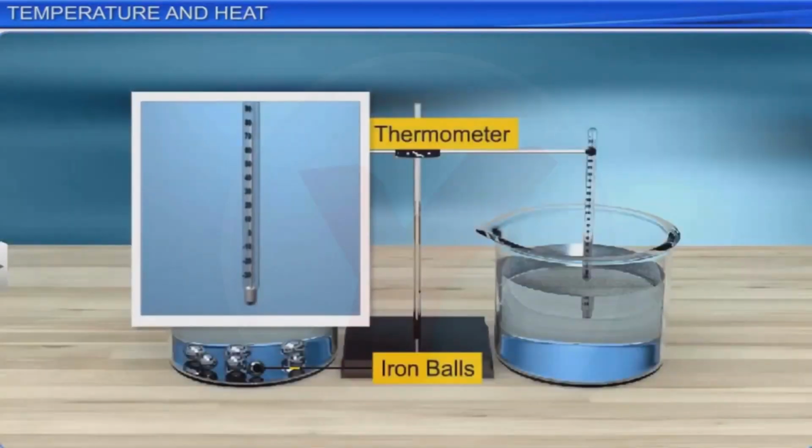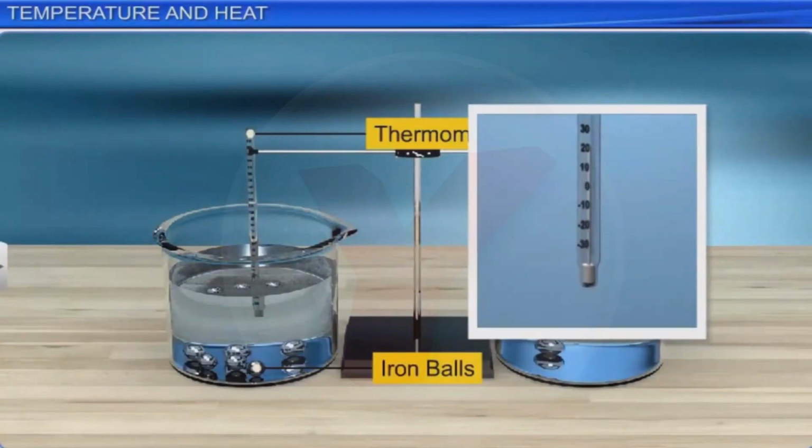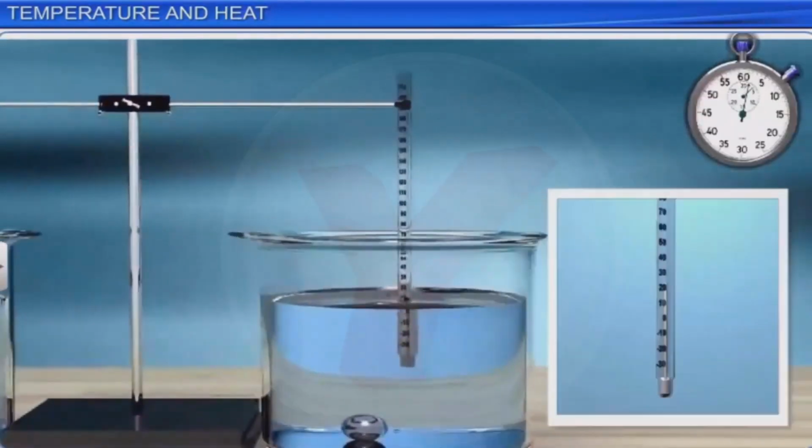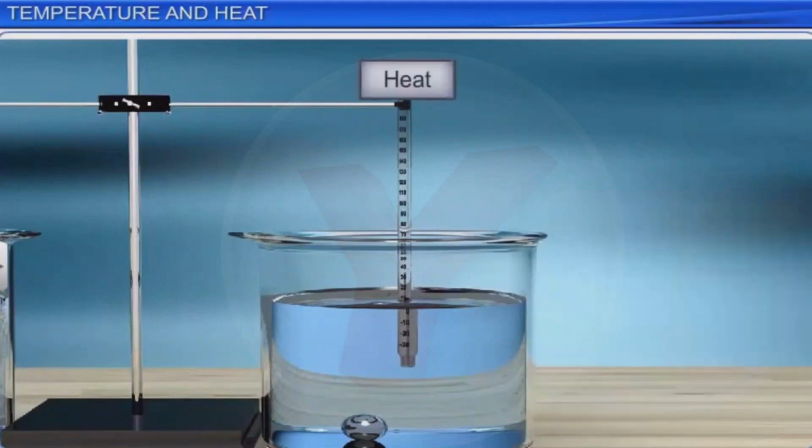When a hot iron ball is dropped into a trough containing cold water, we observe the temperature of cold water increasing. Before we continue, let us define heat. Heat is defined as a form of energy that flows from a hot body to a cold body when they are in thermal contact. Heat is an energy that is in transit. Here, the heat flows from the iron ball to the cold water.